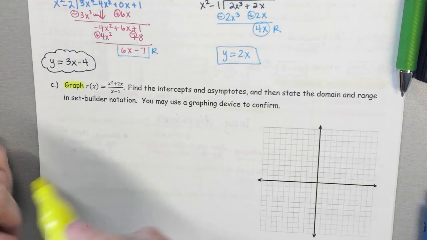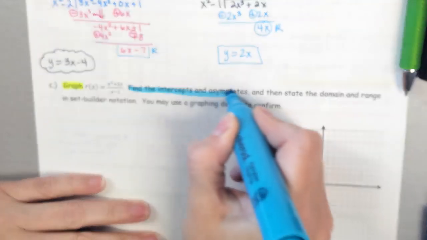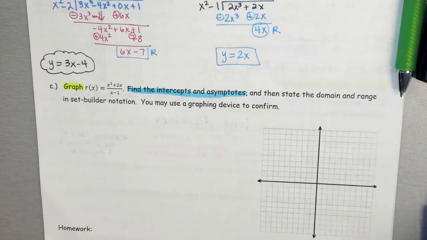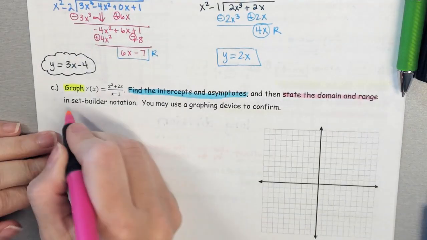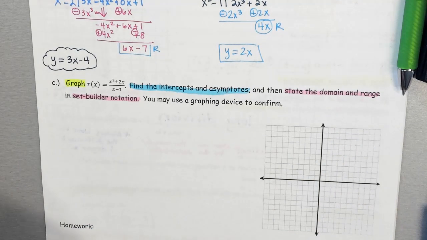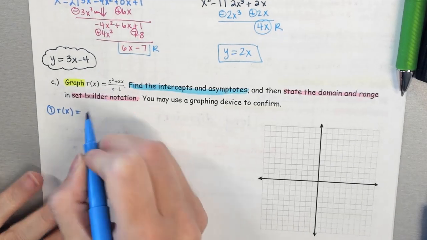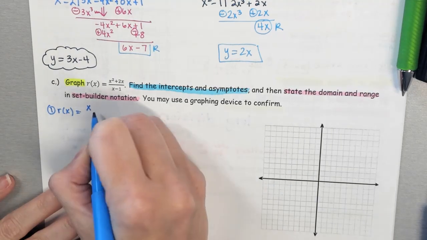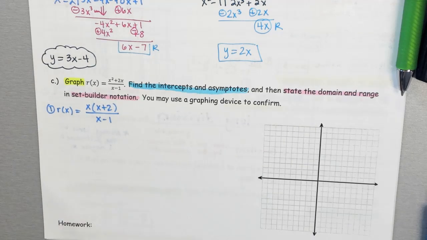Okay, so we're going to graph. We're going to do the intercepts and the asymptotes. And then we still have to do the domain and range, and the set notation. All right, so just like we did before, we're always starting off by factoring. So the GCF in the numerator is x. So if you factor out an x, you're left with x plus 2. Nothing to factor in the denominator.